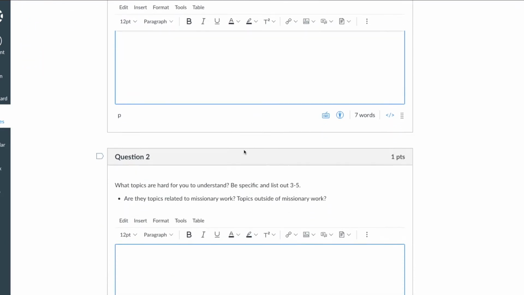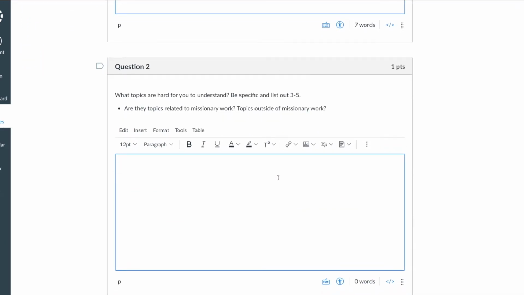Okay. What topics are hard for you to understand? Be specific and list out 3 to 5. Are they topics related to missionary work or outside of missionary work? Outside missionary work. And they're topics related to jobs or occupations. Also, social situations, personal histories.